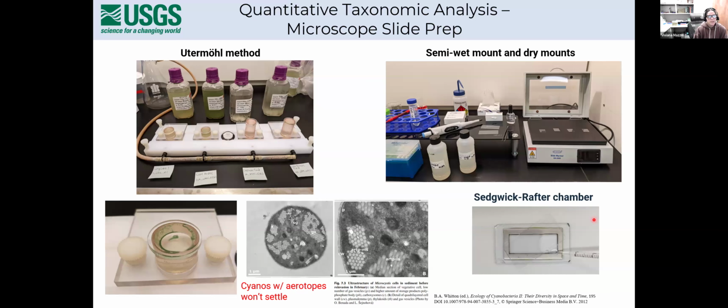We also do the semi-wet mount and dry mount method. I don't tend to use these for quantitative counts unless it's for periphyton samples, but I do prepare these so I can take really nice images on my 60 and 100x oil objectives, which I only have on the upright microscope.